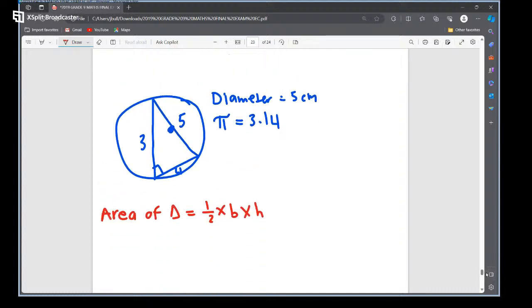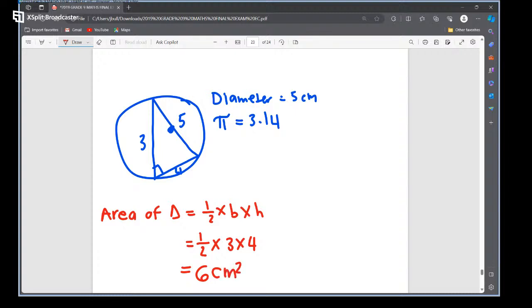So we are going to say it is a half times 3 times 4, actually the other way around, but it doesn't matter, we're going to be multiplying. If we work this out, 3 times 4 is 12, and half of 12 is 6. And so the area of this triangle is going to be 6 centimeters squared. Remember, area is always squared.